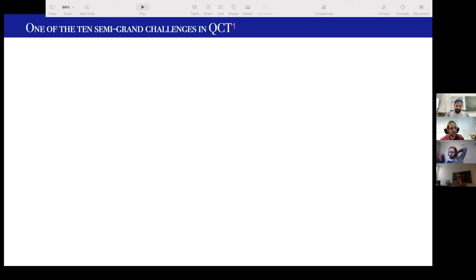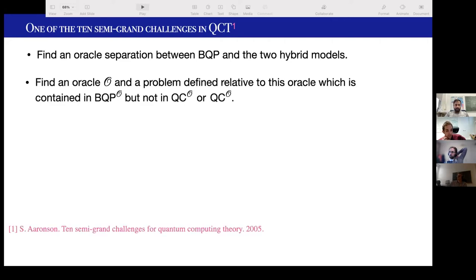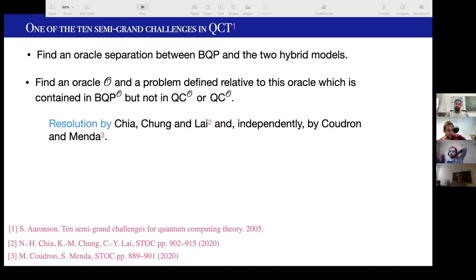After this, around the same time, Scott Aaronson came up with his ten semi-grand challenges in quantum computing theory. As one of the problems, he stated disproving Jozsa's conjecture and saying that BQP is stronger than both of these classes. In other words, he posed the problem of oracle separation between BQP and these two hybrid models, QCD and CQD. This question was answered in 2020 by two separate independent works, and they are very nice. These are by Chia, Chung and Lai, and independently by Coudron and Menda.